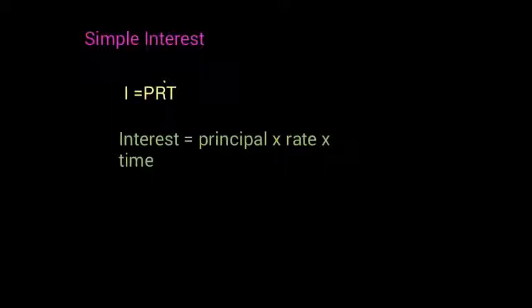Alright, let's talk about simple interest. The formula is I equals PRT. What that means is your interest equals your principal times your rate times your time. So let's say our principal equals $5,000. We're going to invest it at a rate of 3%, and our time is 2 years.